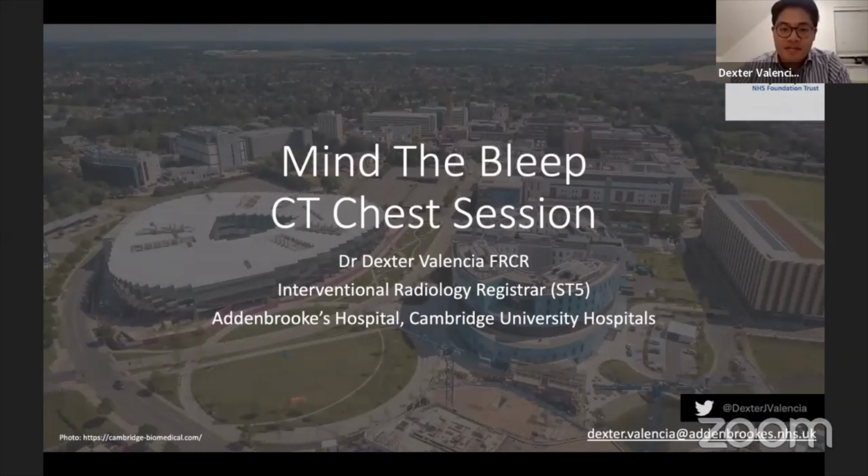Hello everyone, my name's Dexter. I'm a 5th year interventional radiology registrar. I work in Addenbrooke's Hospital in Cambridge in the UK, and I've been asked by Kev to give a talk on CT chest. And as he mentioned, it's a very complex topic, even for radiologists, so I'll do my best to try and teach you some normal anatomy, but I'll go through several cases of common pathologies that you might see throughout your medical training, as well as your careers as doctors.